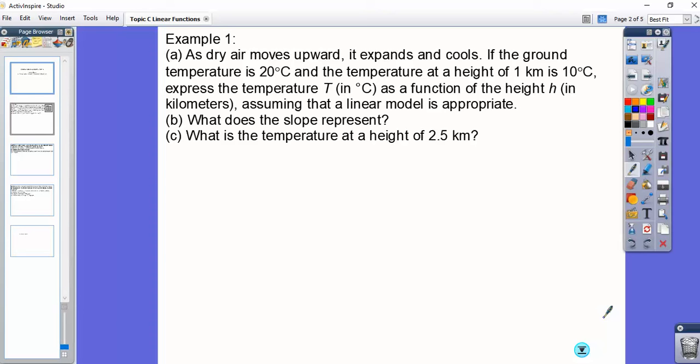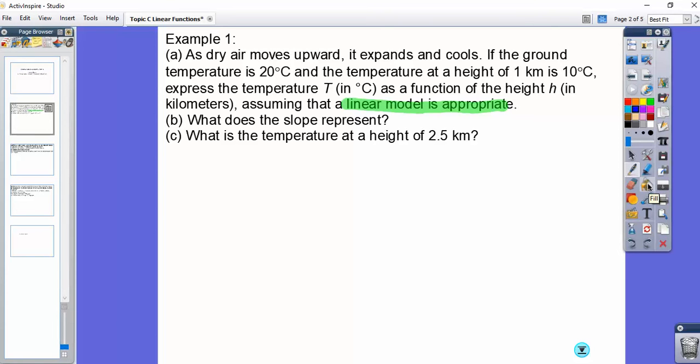So example 1, as dry air moves upward, it expands and cools. If the ground temperature is 20 degrees Celsius and the temperature at a height of 1 kilometer is 10 degrees Celsius, express the temperature T in degrees Celsius as a function of the height in kilometers, assuming the linear model is appropriate. Okay, this is just asking us to write the equation of the line.